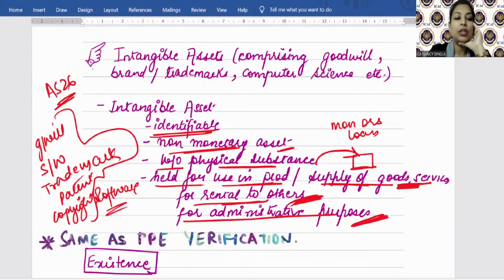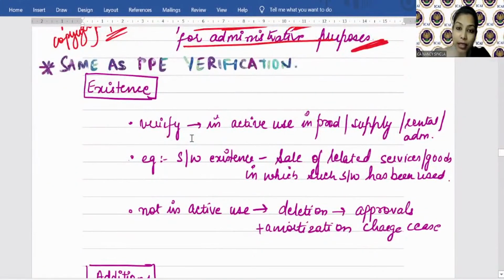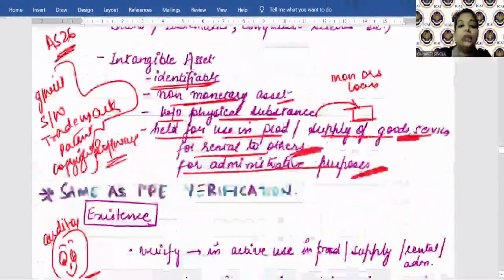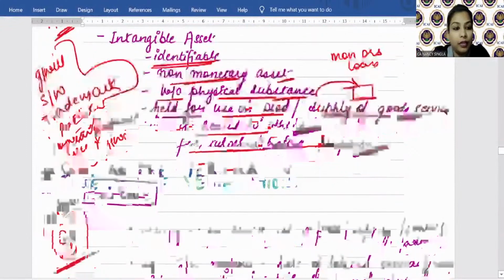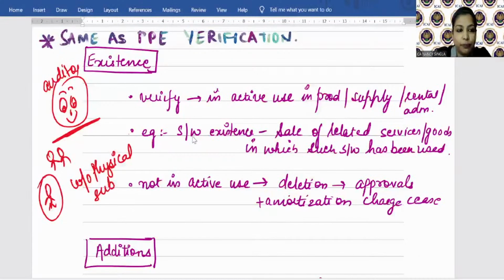Okay? Now the verification will be the same, right? But see, when we did existence for property, plant and equipment, the first point we discussed is physical verification, right? And if you remember, in physical verification I drew this thing, right? This is our auditor, and there are some management personnel, then management supervises. But here, these are what? These intangible assets are what? Without physical substance. So what will you verify? Without physical substance, right? You cannot see software or copyright, right?